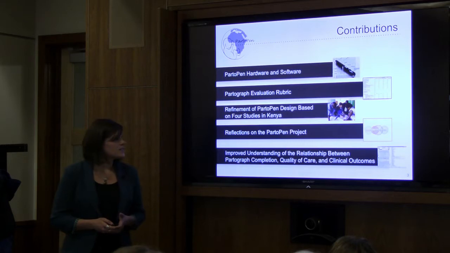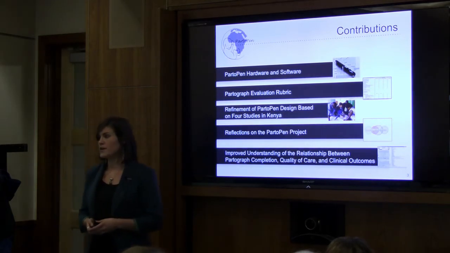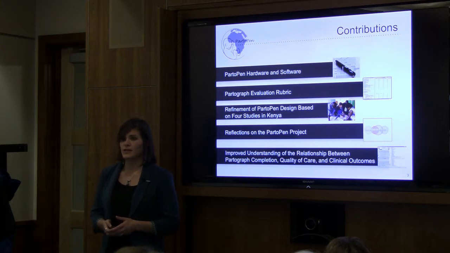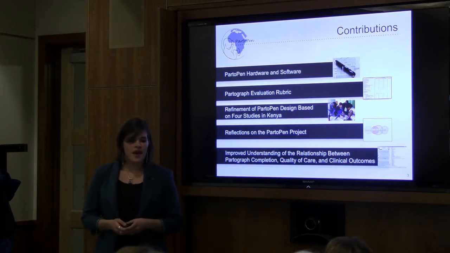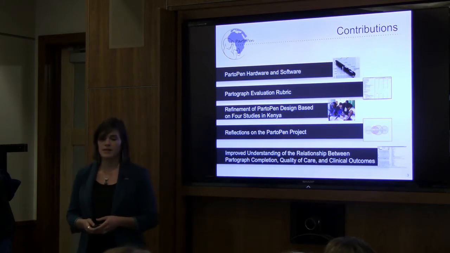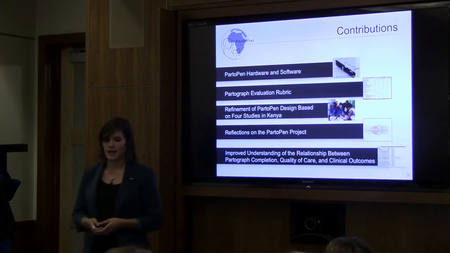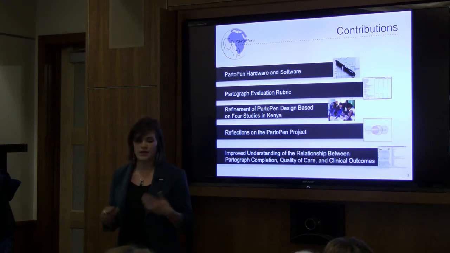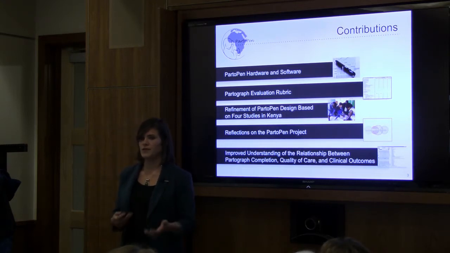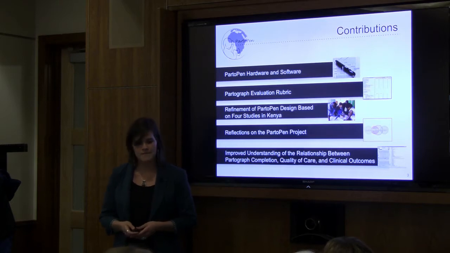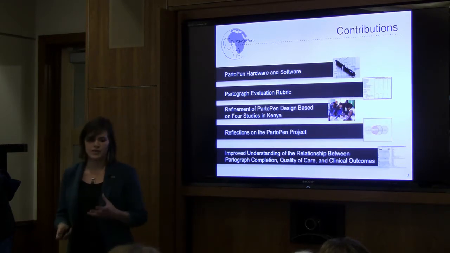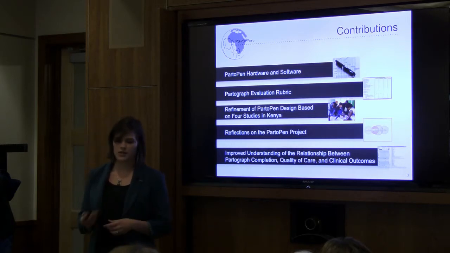The contributions of this dissertation include the PartoPen hardware and software itself, a Partograph evaluation rubric that was created during the data analysis phase, successive refinement of the PartoPen design and implementation based on 4 studies that I completed in Kenya. Some reflections on the PartoPen project, including some high-level reflections and also some of the research challenges that I faced.